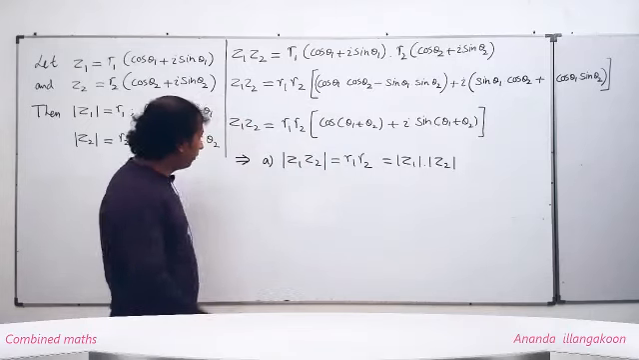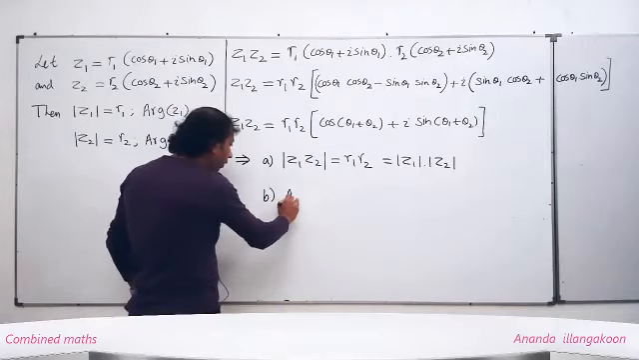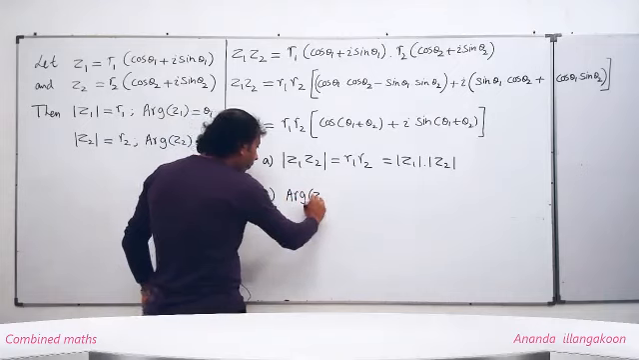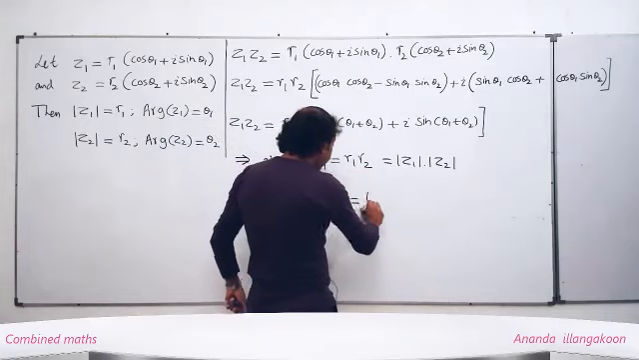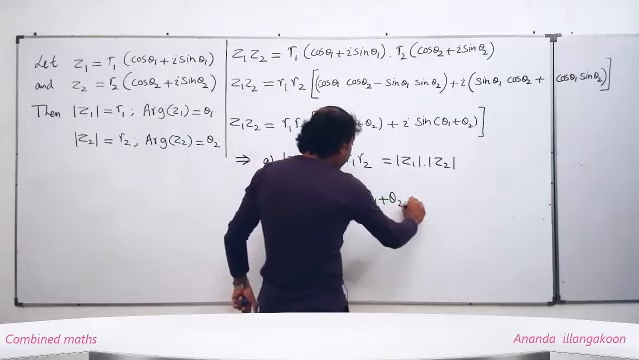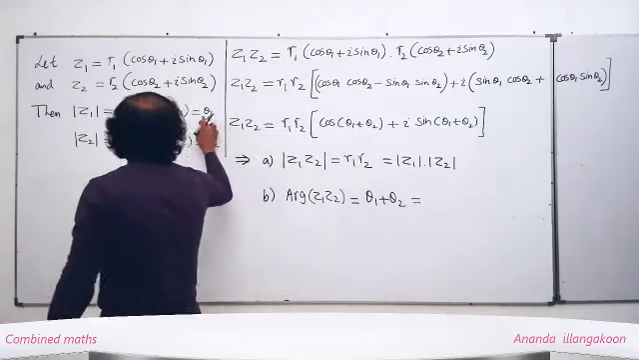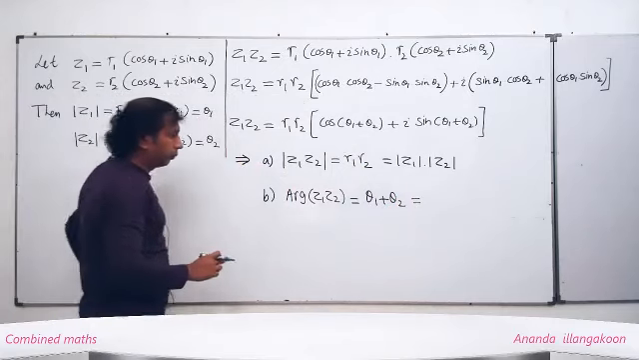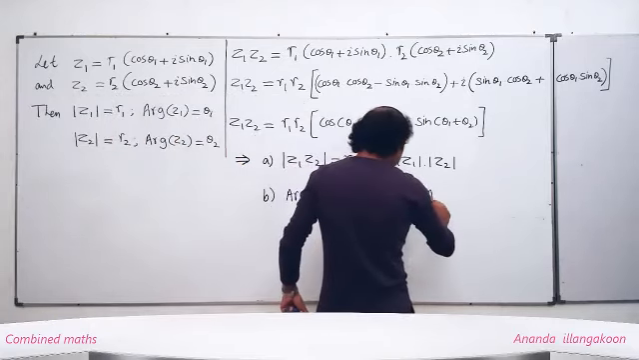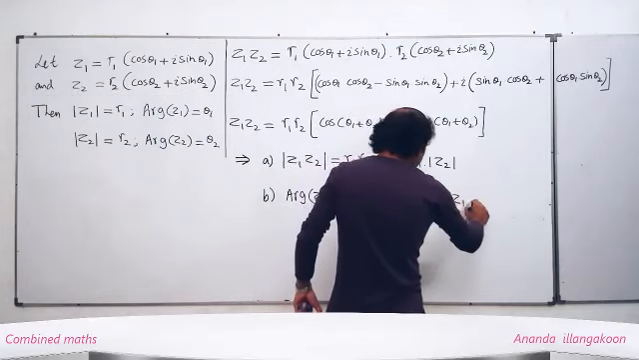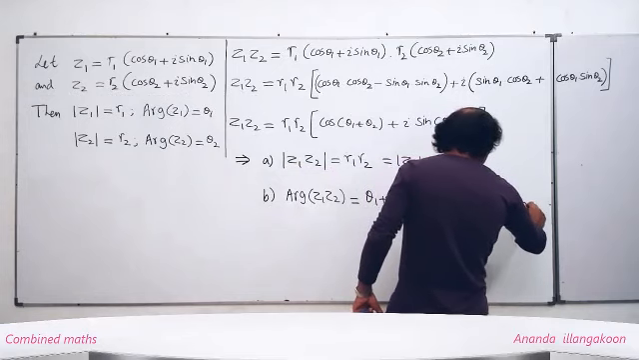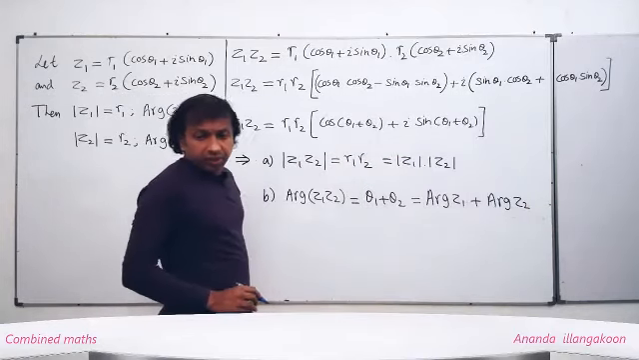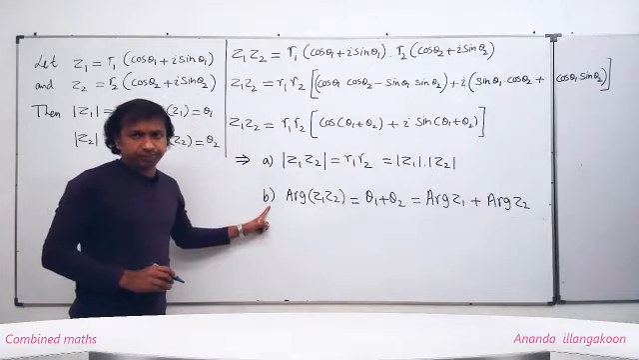Part B: the argument of the Z1 Z2 product is theta 1 plus theta 2. What is theta 1? Arg Z1, and theta 2 is arg Z2. So it is arg Z1 plus arg Z2. People, by the second result, what do you get? That's the most important one.